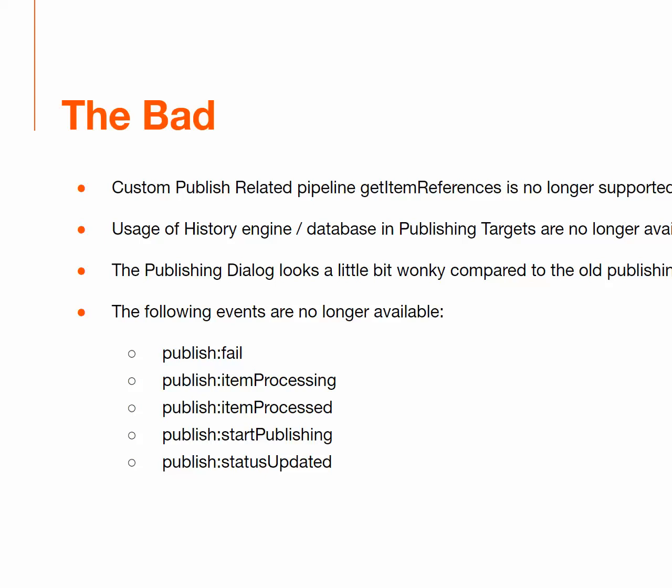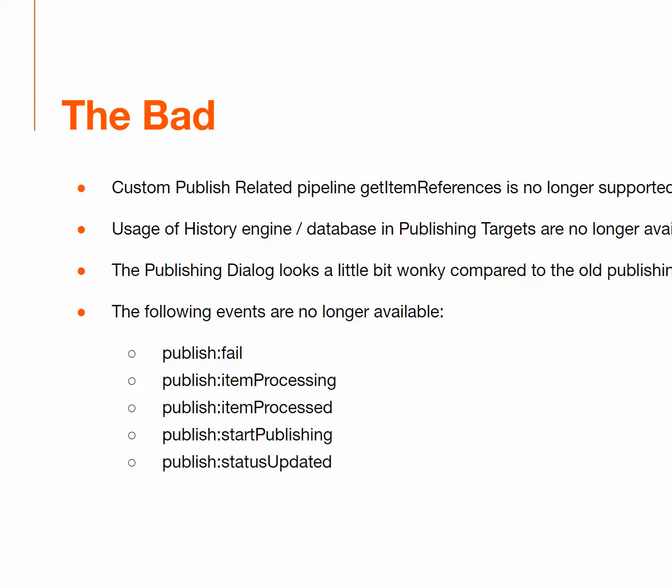The usage of the history engine and the database in the publishing targets are no longer available. So what you used to be able to do is master, publish to web, you turn on the history engine on the web database, all of those records will get filled into the web database as well. That used to happen with publishing service. No, that's not going to happen. Because of performance reasons, the history engine has been totally discarded. So you can no longer work out easily what items were published in this publishing run that you've just invoked. So that's not going to happen.